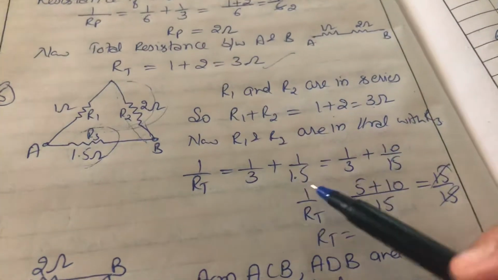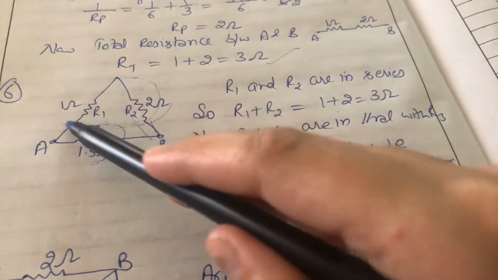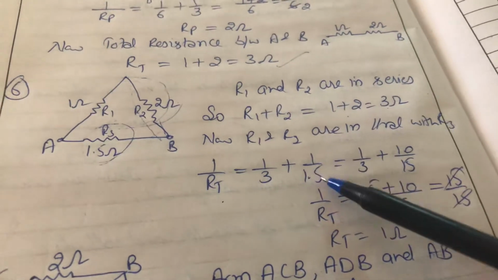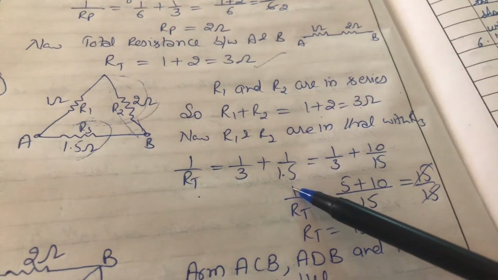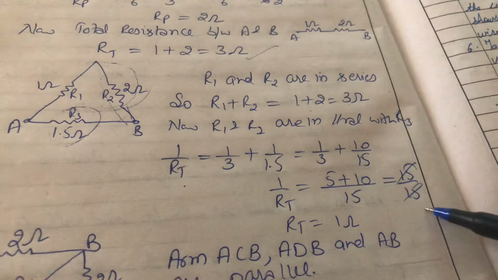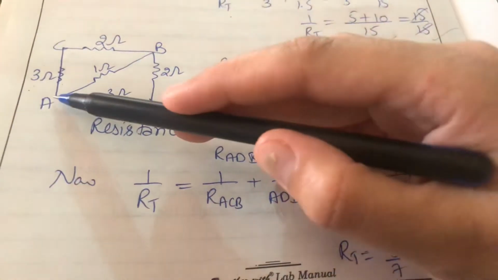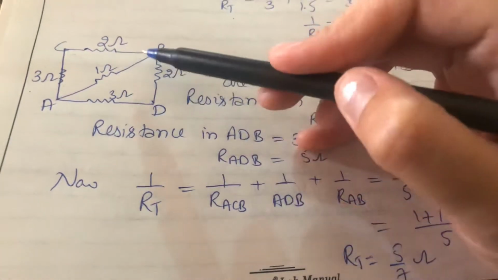The total resistance will be 1 upon RT is equal to 1 upon 3, which is the resistance of this, and 1 upon 1.5. So, this is 1 upon 3 plus 10 upon 15. We have solved it and the answer will be 1 ohm. In the same way, in the next you have to find the resistance between A and B.